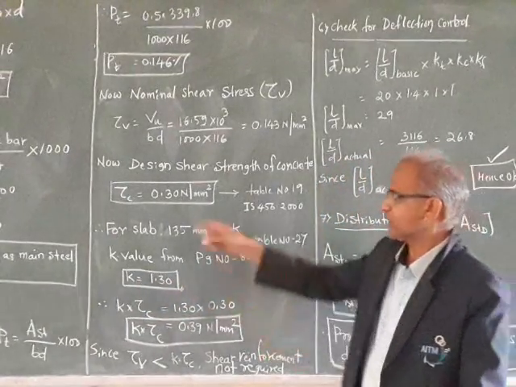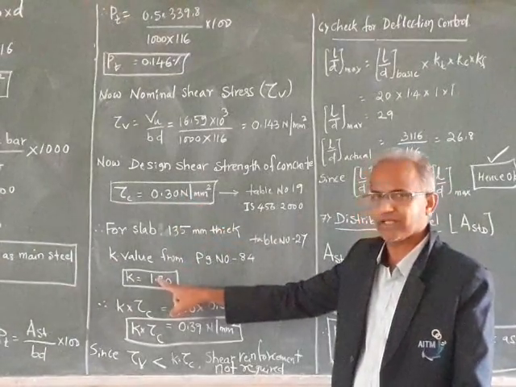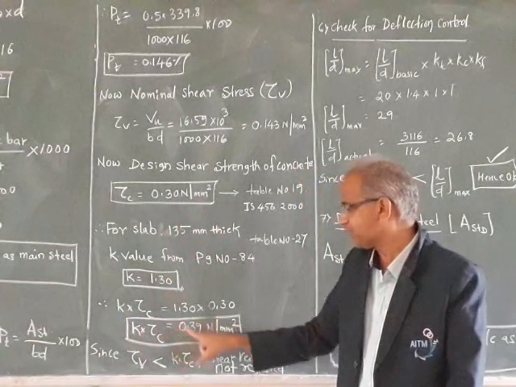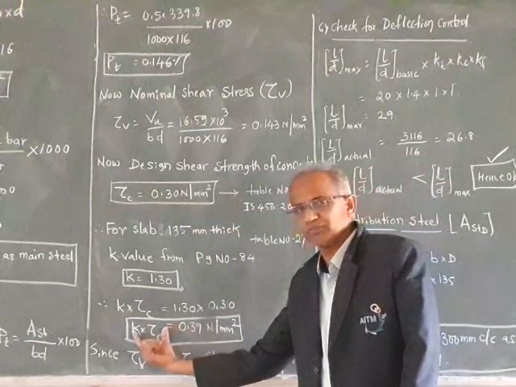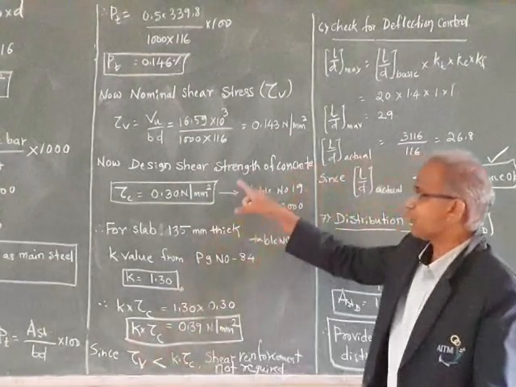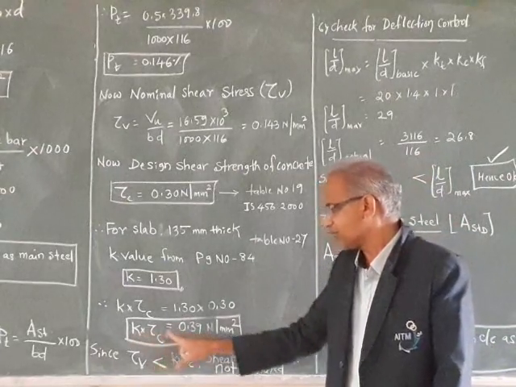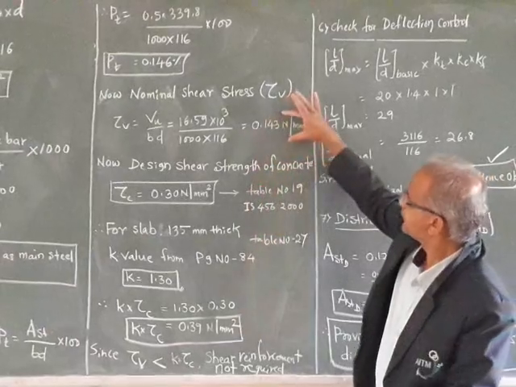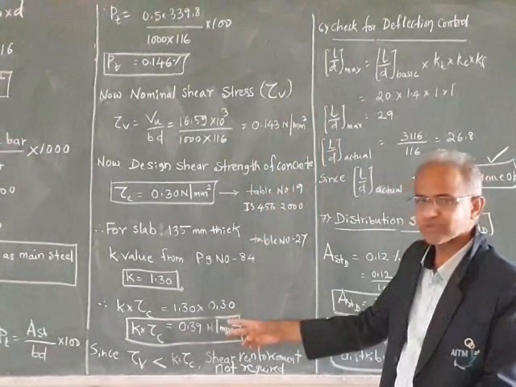Okay. Now whatever tau c you have calculated, multiply that tau c with this K value. So therefore K into tau c, that is 1.3 into 0.3. So we get this term. This is the allowable shear strength of concrete. Okay. So this K into tau c is 0.39. Now compare this and tau v value now. Okay. Tau v is compared with tau c.